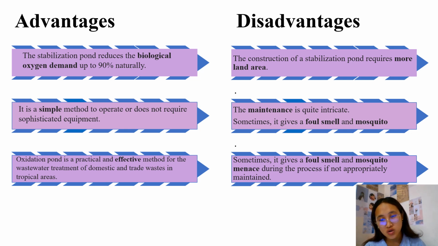Disadvantages include that the construction of a stabilization pond requires more land area, like space requirements. The maintenance is quite intricate. Sometimes it gives a foul smell and mosquitoes. There is also limited effectiveness in cold climates, and foul smells, odors, and aesthetic concerns. Sometimes it gives a foul smell and mosquito menace, and during the process, if not properly maintained, the mosquitoes can have a potential habitat as disease vectors, right? Those are the advantages and disadvantages of oxidation pond.